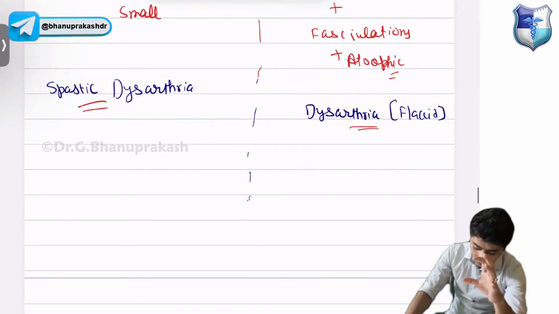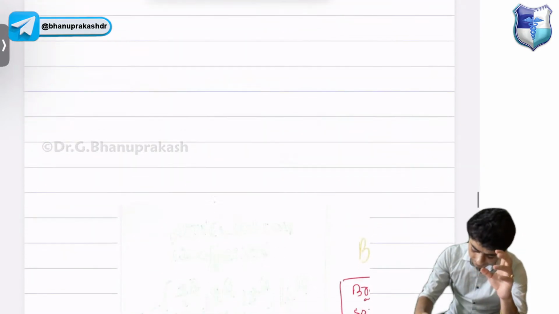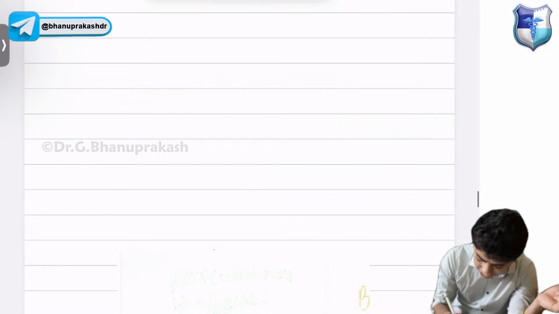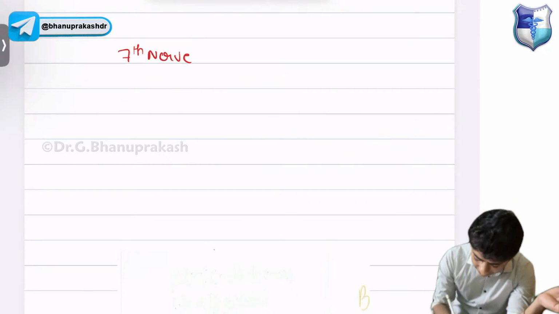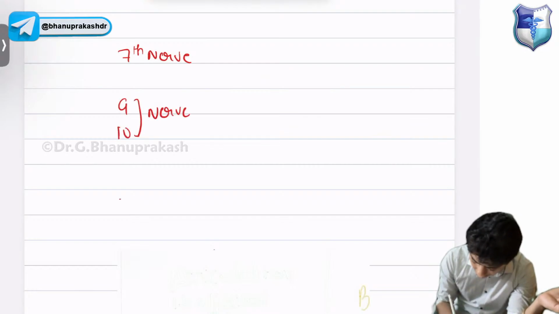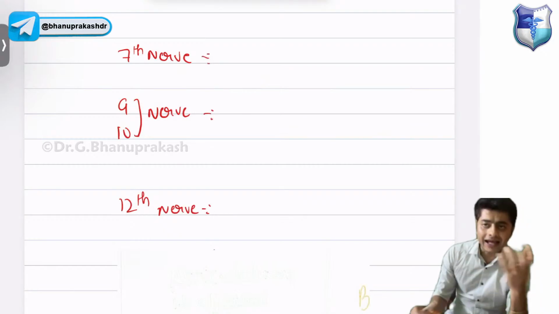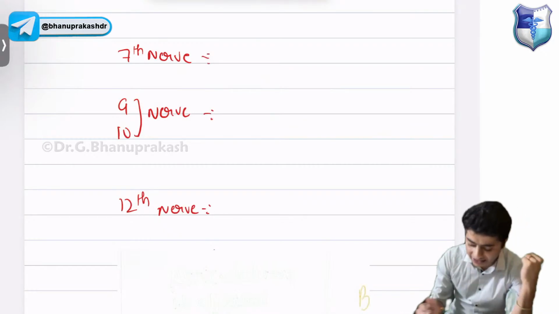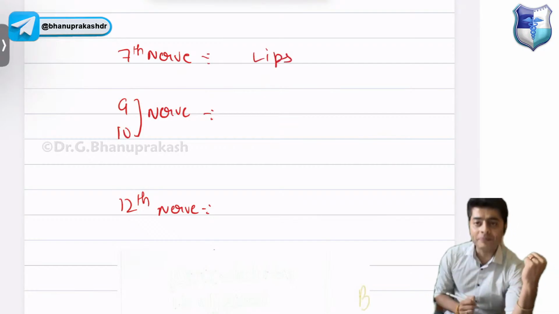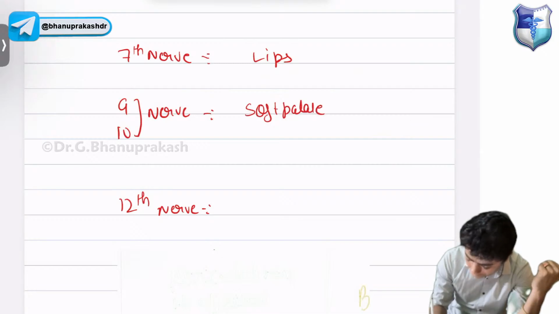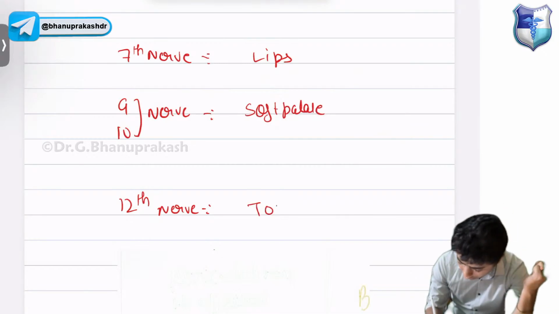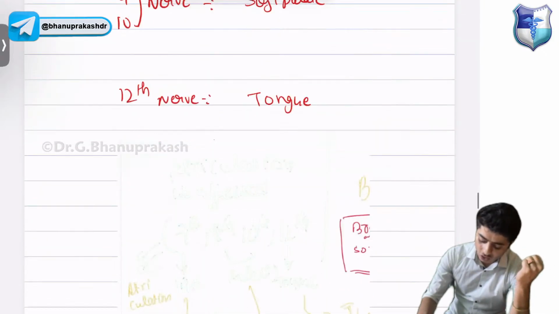See, we all know that there is your seventh nerve, your ninth and 10th nerve, and your 12th nerve. These nerves help us in articulation. The seventh nerve supplies your lips, the ninth and 10th supply your soft palate, and your 12th nerve supplies your tongue.